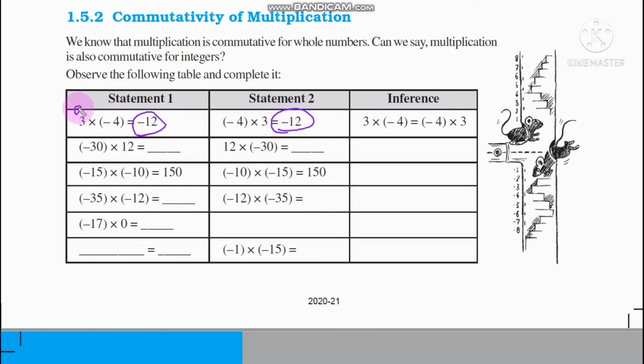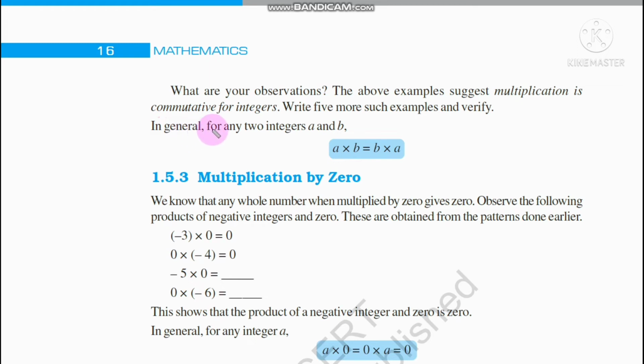So if we consider 3 as a and minus 4 as b, so here we are getting a into b is equal to c, b into a is equal to c. That means, in general, for any two integers a and b, a into b is equal to b into a. That means if a belongs to Z and b belongs to Z, then a into b is equal to b into a.